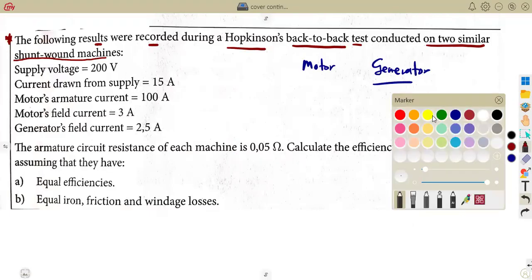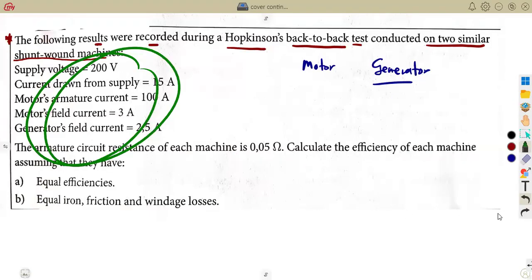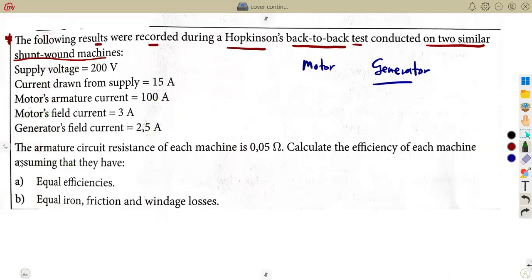So, quickly going through the information, you were already given it. When you are answering these questions, for equal efficiencies, this is what you had in N3, where you worked with it. Then for equal iron, friction and windage losses, this is the one with additional things we need in our N6. To answer this question, you have your diagram. I'm just going to show you the steps that you need. This information needs to be inserted on the diagram.